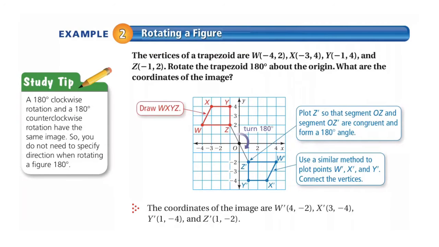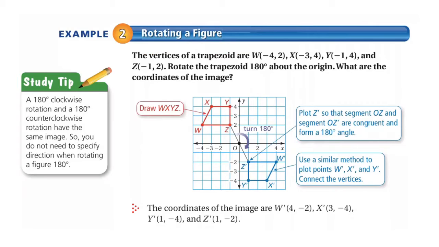Example 2, rotating a figure. It says the vertices of a trapezoid are -4, 2, -3, 4, -1, 4, and -1, 2. Rotate the trapezoid 180 degrees about the origin. What are the coordinates of the new image?